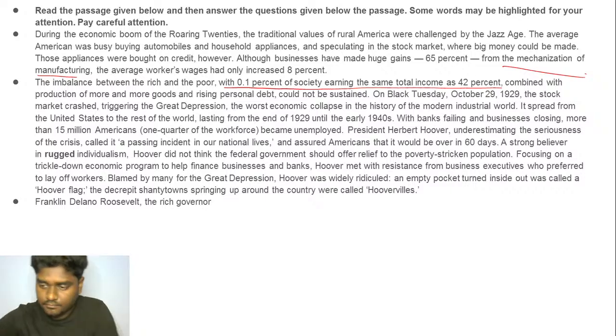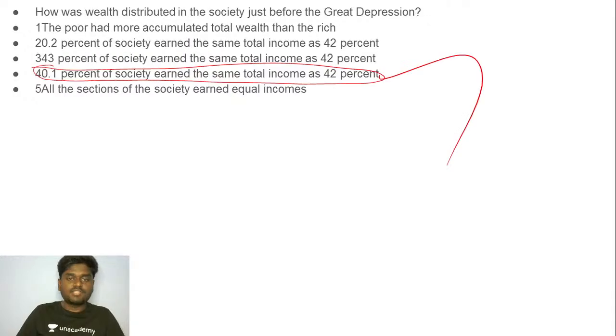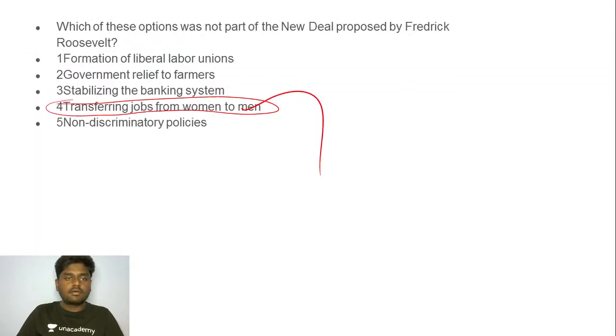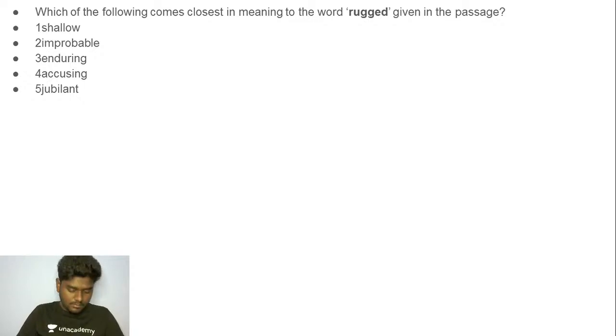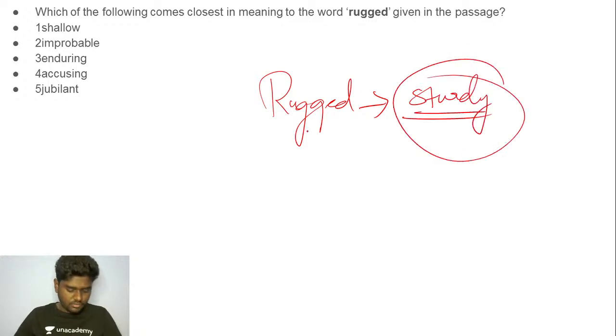Rugged, first of all, if you try to decode it, is something very stubborn and harsh in attitude, right? If you try to find the closest meaning to rugged in their individuality: enduring, accusing, jubilant. So it's going to be absolutely enduring. Rugged is something very sturdy, stubborn sort of, and strong in constitution or construction.